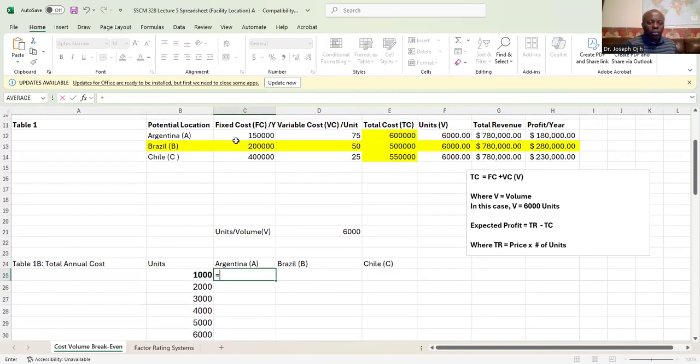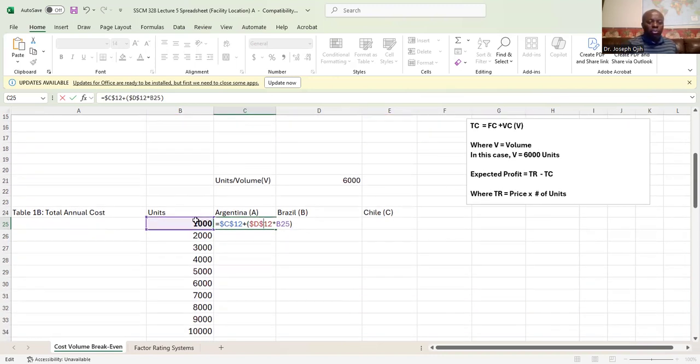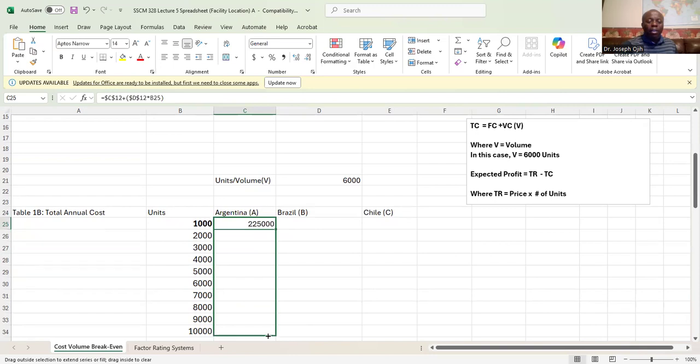So for Argentina, fixed cost is right here, plus variable cost is 75,000, times units, 1,000. Now, because we want to use the same fixed cost and variable cost for Argentina, we're going to freeze the cells. So freeze this one by putting a dollar sign, and put a dollar sign in front of the row as well. Do the same thing for the variable costs. This one you don't do it because this one changes. This is the one that adds the units to change. That's the only thing that changes. The other ones can be fixed. Then press the enter key and then drag it down so you can calculate for the rest of them.